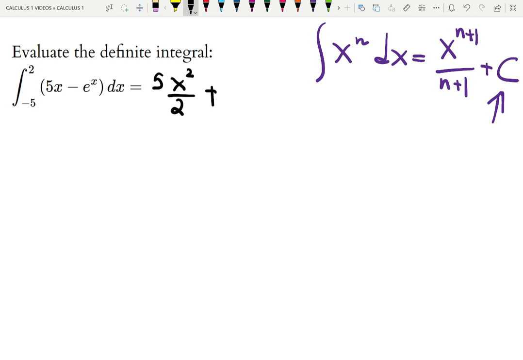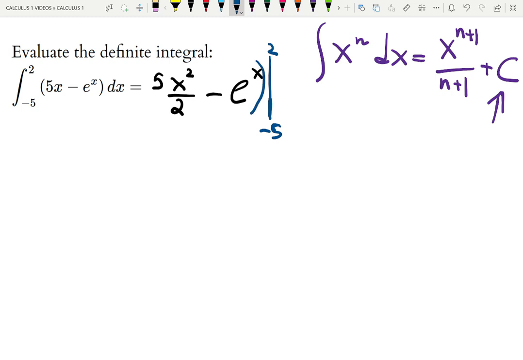Continue. E to the x, also it's not plus, it's minus e to the x, will be still e to the x. Remember, the derivative of e to the x is e to the x. Now, the new notation is a bar, and you put minus 5 and 2 at the bottom and on the top of the bar, indicating that we will be substituting those values into the entire antiderivative we just found.